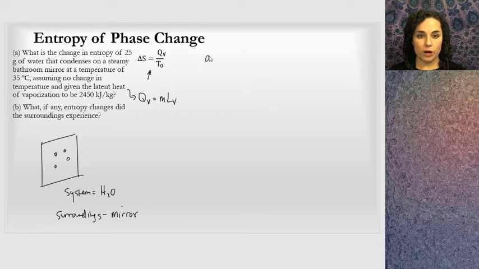Okay, so for part A, it says, what is the change in entropy of the water? So I'm just doing delta S of the water, H2O. It is losing heat. It's losing this amount of heat, the heat of vaporization. So I'm going to go negative M LV divided by the temperature, and I'm going to want that in Kelvin. It's in Celsius right now. So I'm going to plug in some numbers.